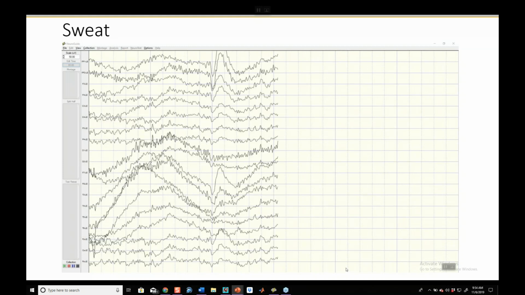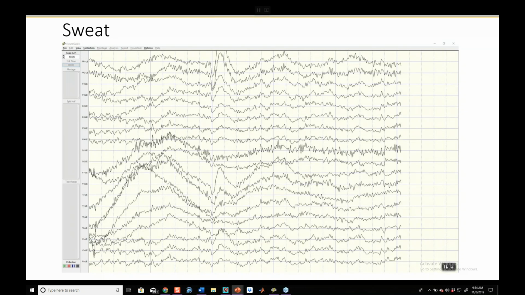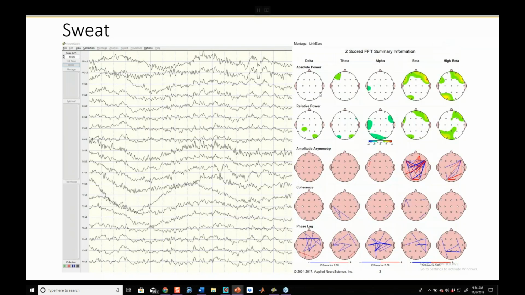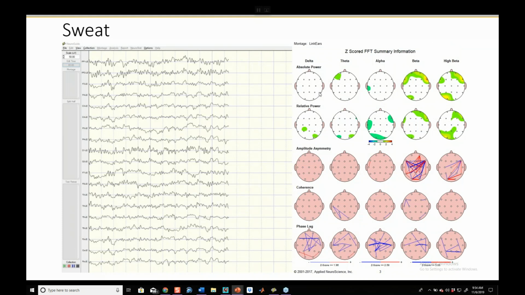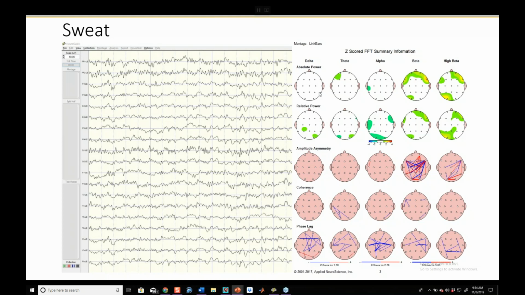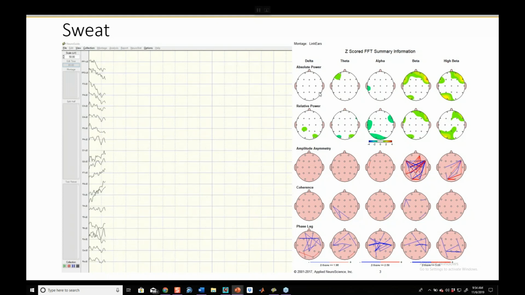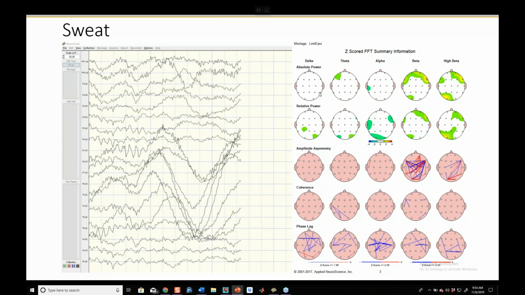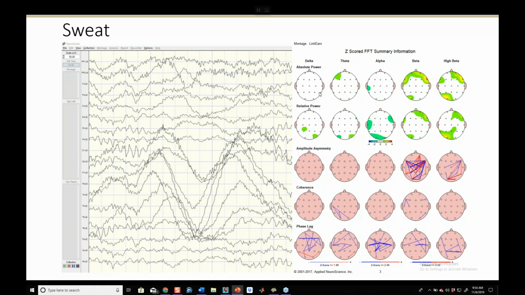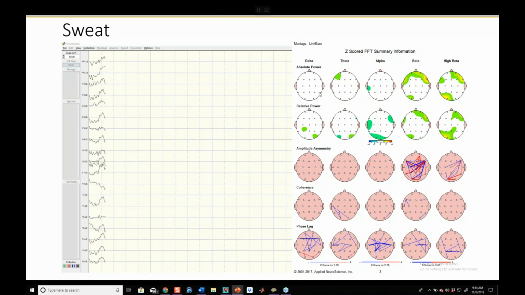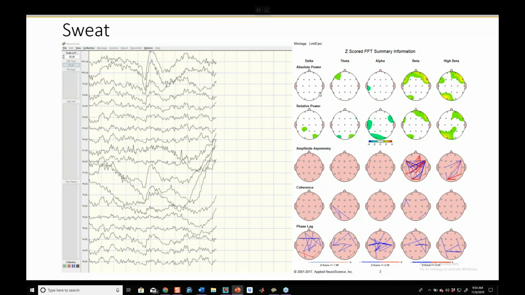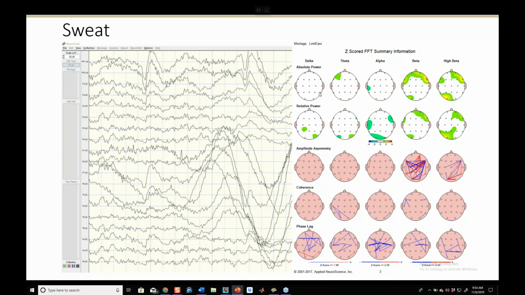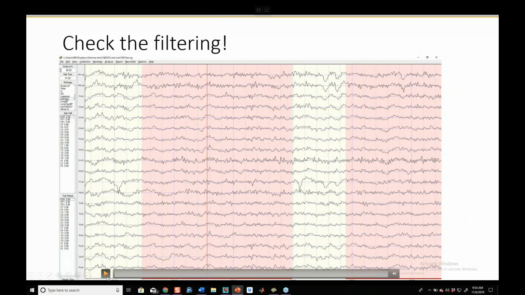So what's going to happen is that the sweat artifact in most programs is going to be filtered out. So the maps are not showing that big slow that we would expect. Hey, where'd all the delta go? But what's happening is we don't have delta that is over 1 hertz. Everything under 1 hertz is getting omitted. Everything under 1 hertz is getting filtered out. So what you have to do then is check the filtering.